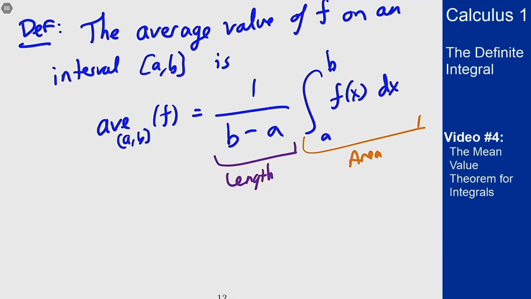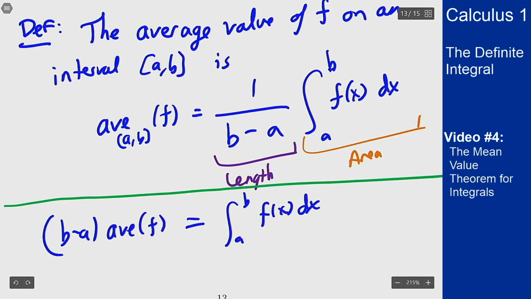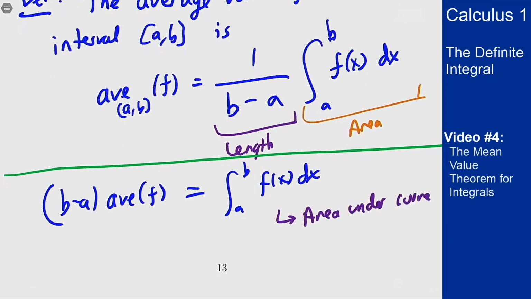So why is this an average value? How can we think about it that way? Let me multiply b minus a to both sides here. So we will then see that b minus a times the average value is equal to the integral. But now what do we see here? This here is the area under the curve. But over here, this is a rectangle of width b minus a and height average value of f.